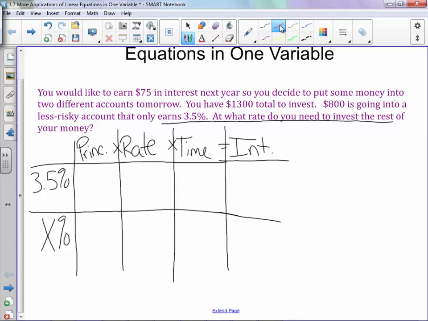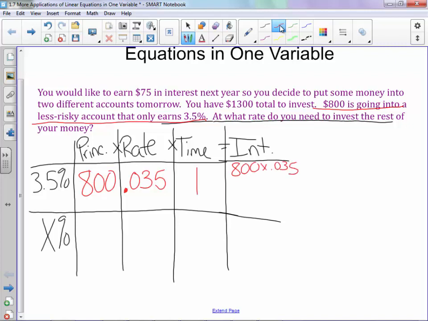So first off, we want to earn $75. We know that $800 is going into this 3.5% account. So that means $800 is our principal for here. Our rate is our 3.5%, but we want that as a decimal. So remember, you've got to move your decimal place 2 spots. Your time is 1 year. So our interest is just going to be multiplying this across, this 800 times 0.035, which equals 28.